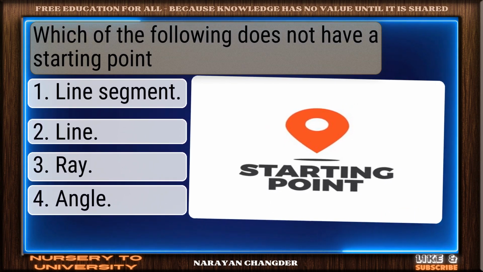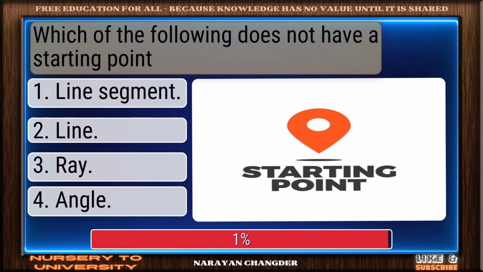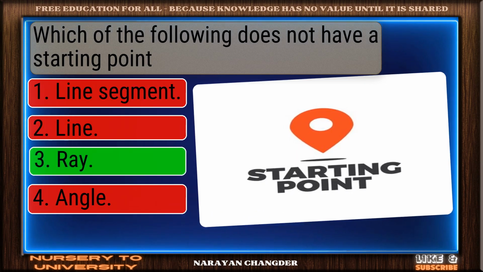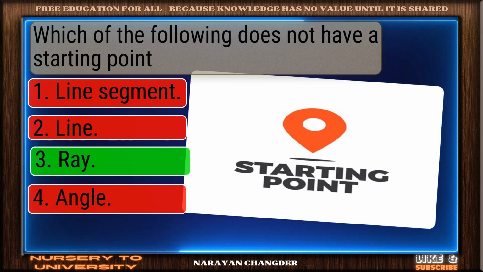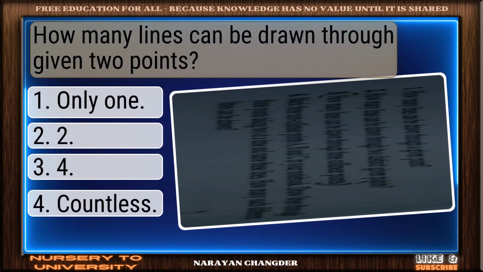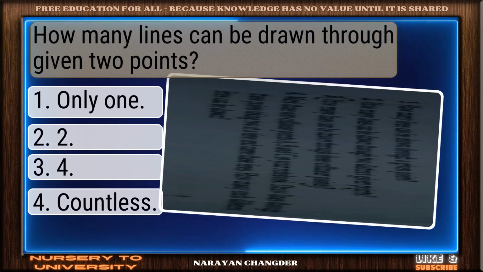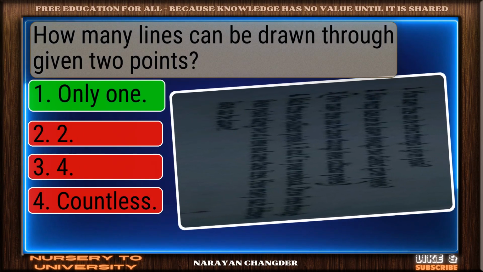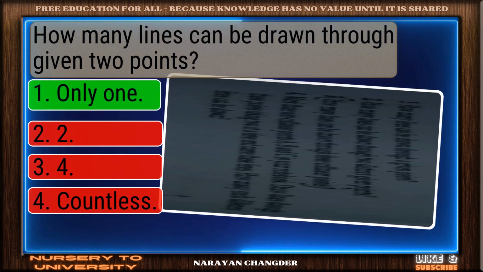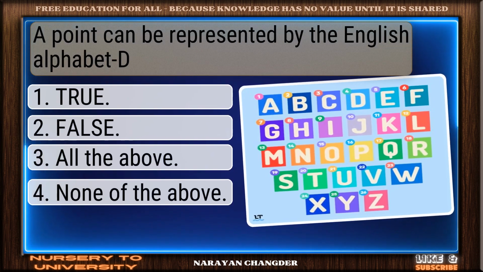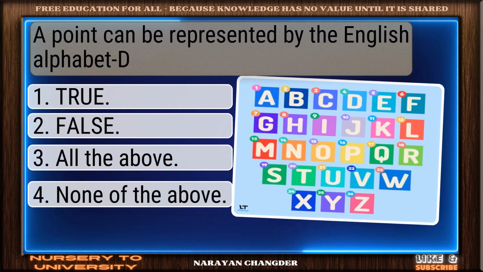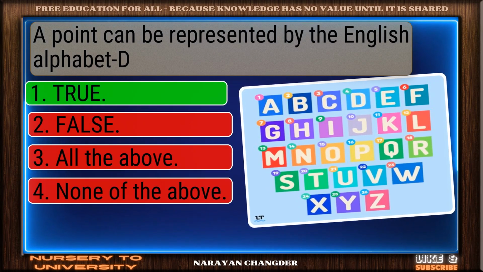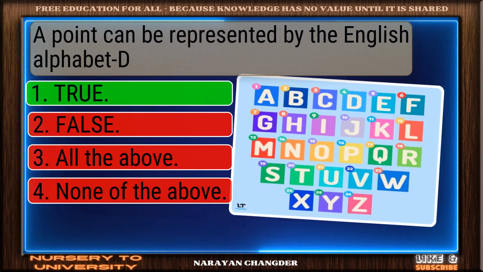Which of the following does not have a starting point? Nice selection. Ray is the correct and valid answer. How many lines can be drawn through given 2 points? Smart move. Only 1 is an accurate answer. A point can be represented by the English alphabet D. Excellent. True is a brilliant choice.